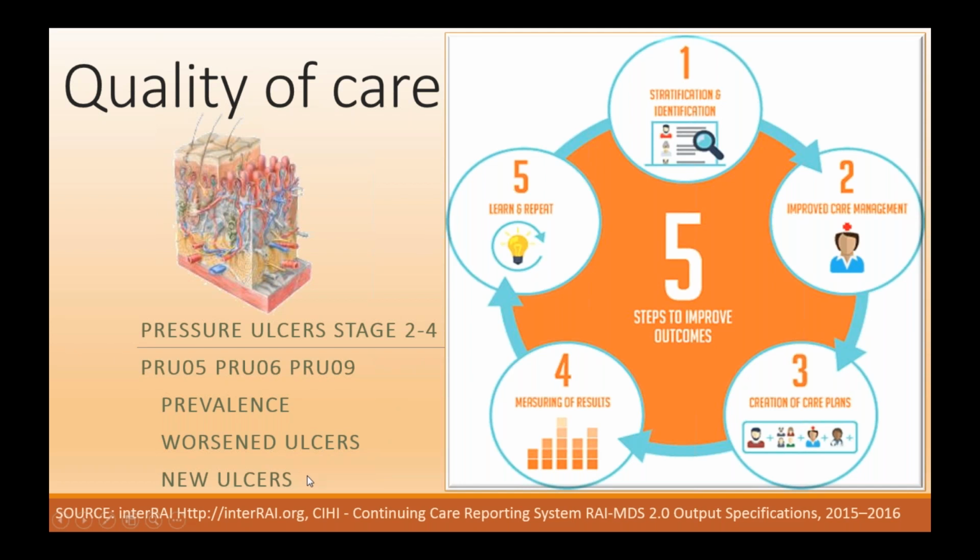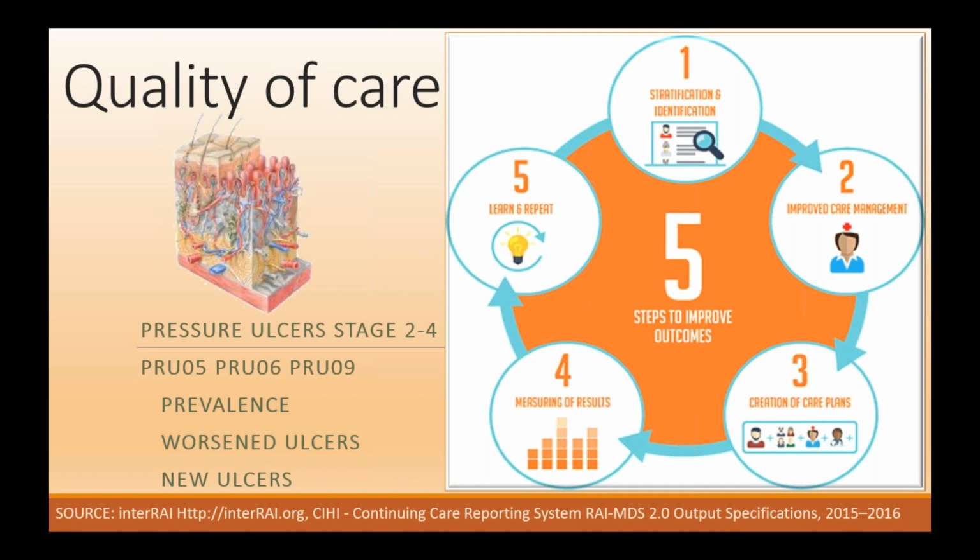And new ulcer. And now remember, it doesn't mean a new ulcer. I know it says new ulcer, but what it actually means is a new stage 2, 3, or 4. So it's a new stage 2, 3, or 4. So obviously, what does that mean? That means on the prior assessment, you either had a stage 0 ulcer or you had a stage 1. Now you have a 2, 3, or 4, and it's a new stage 2, 3, or 4.